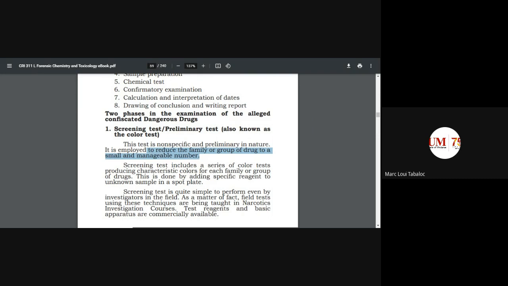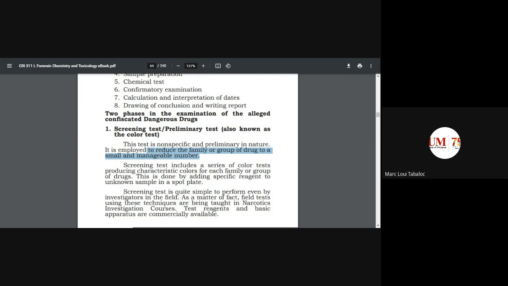number. Ibig sabihin, for example, if they presumed na ang user is using hallucinogens, then itong screening test would be able to identify kung hallucinogen ba talaga ang content ng specimen or not. Kung nag-positive na hallucinogen nga ang content, then that is the time they would conduct another test. Yan. Still similar sa color test to identify kung anong specific hallucinogen yung present sa specimen.